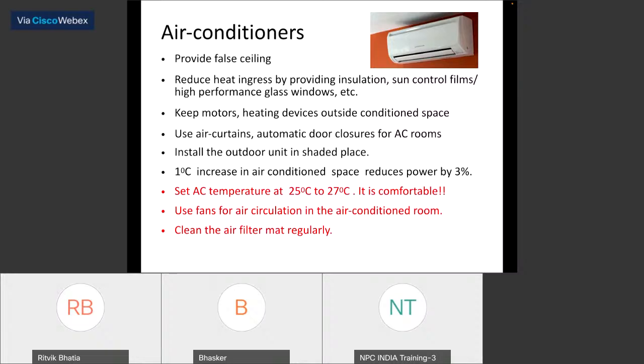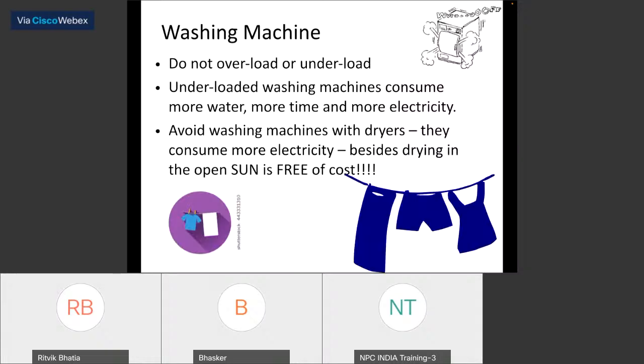And the last one is clean the air filter regularly so that the recirculation of air is going properly. Even in the washing machines, let me tell you, do not overload or underload, first of all. If you have a 10 kg washing machine, use 10 kg of load. If you have a 12 kg machine, use 12 kg of the load. If you have only a 6 kg machine, then use 6 kg. Do not overload or underload.